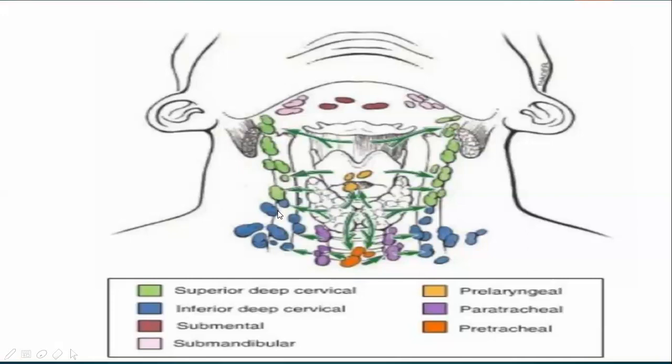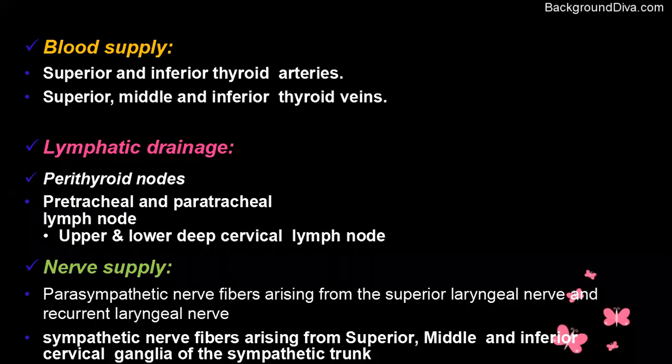So you can see, these are the superior cervical nodes and this is the inferior cervical nodes. So laterally this gland drains into the superior and inferior cervical nodes. This is about the lymphatic drainage. Next we'll see about nerve supply.